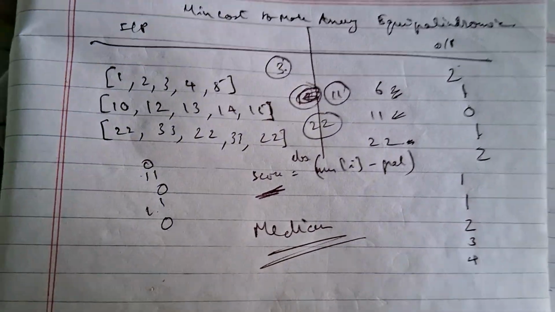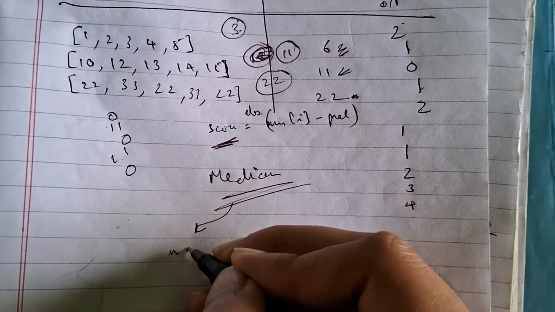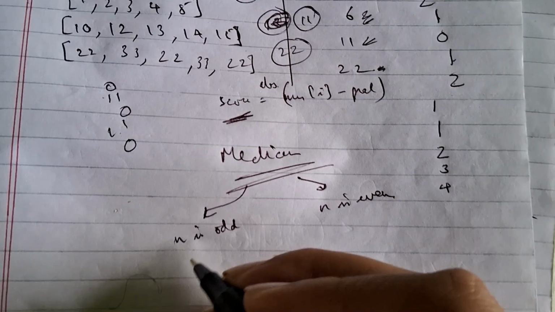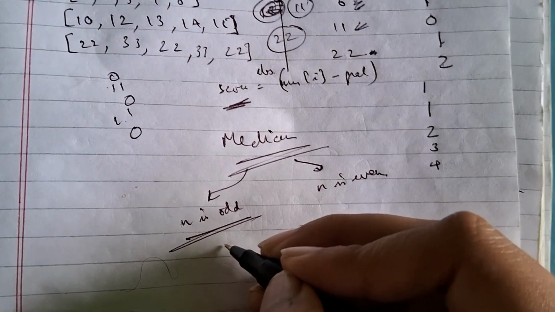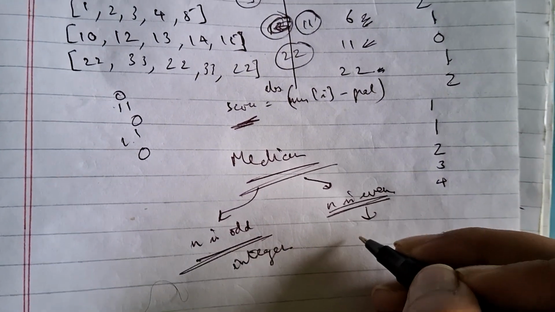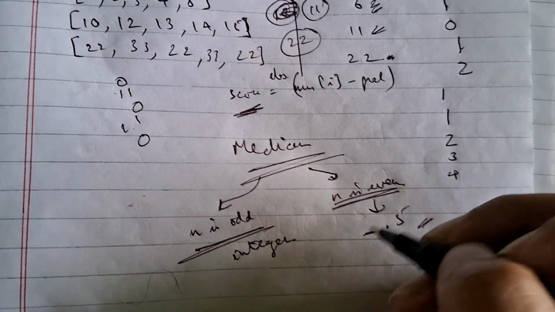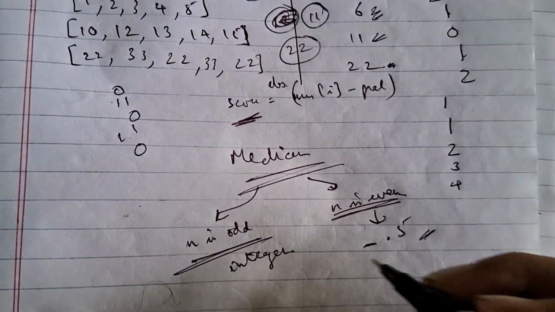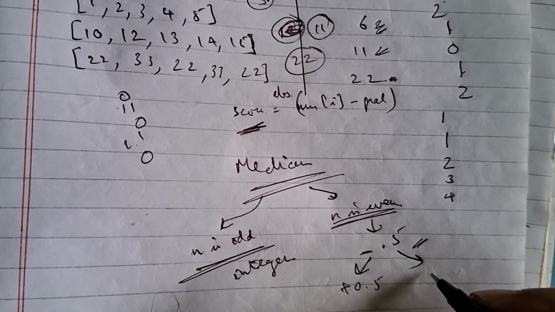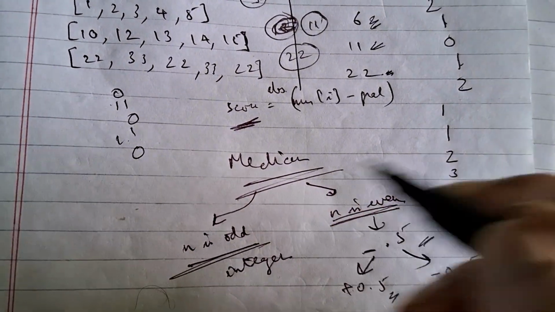You have to find the median. Now, as you know, there are two types of medians possible: if n is odd and if n is even. Remember one thing, if n is odd, the median is always going to be an integer. But if n is even, it can be in the form of a number plus 0.5. So for this also, you have to divide it into two parts: this number plus 0.5 and this number minus 0.5. So there are two conditions, if n is odd and if n is even.